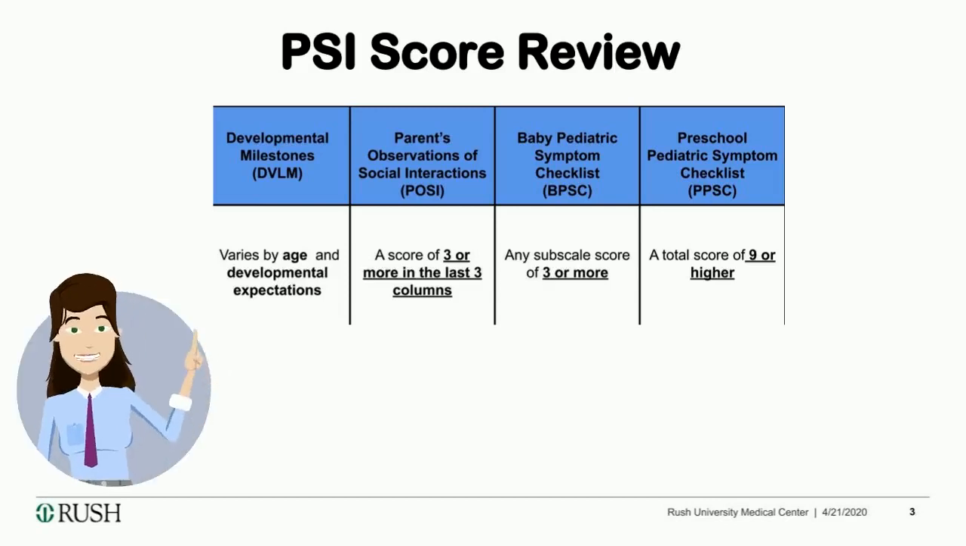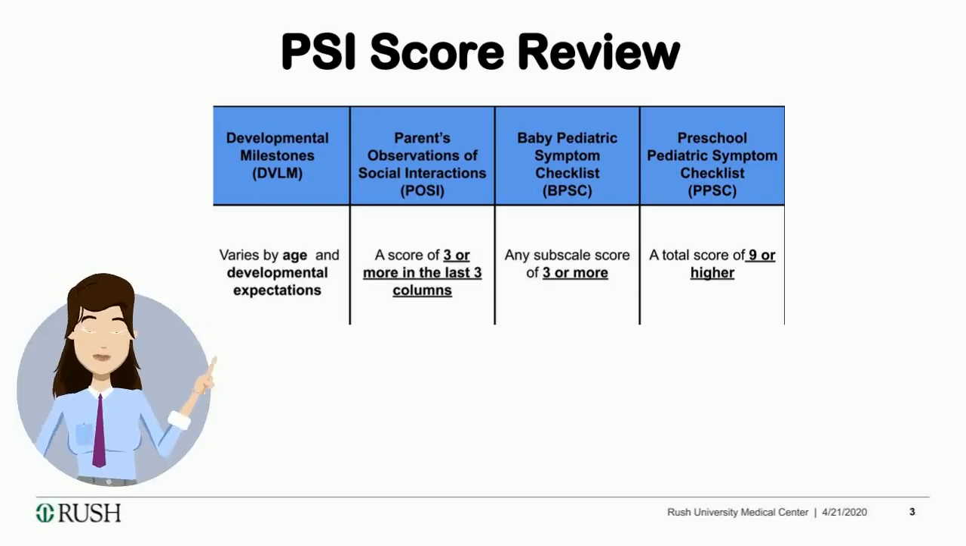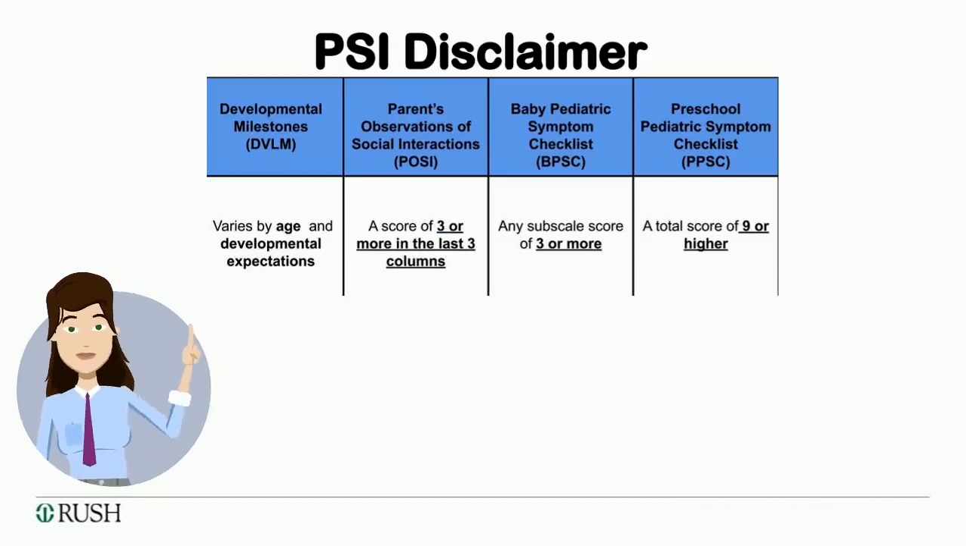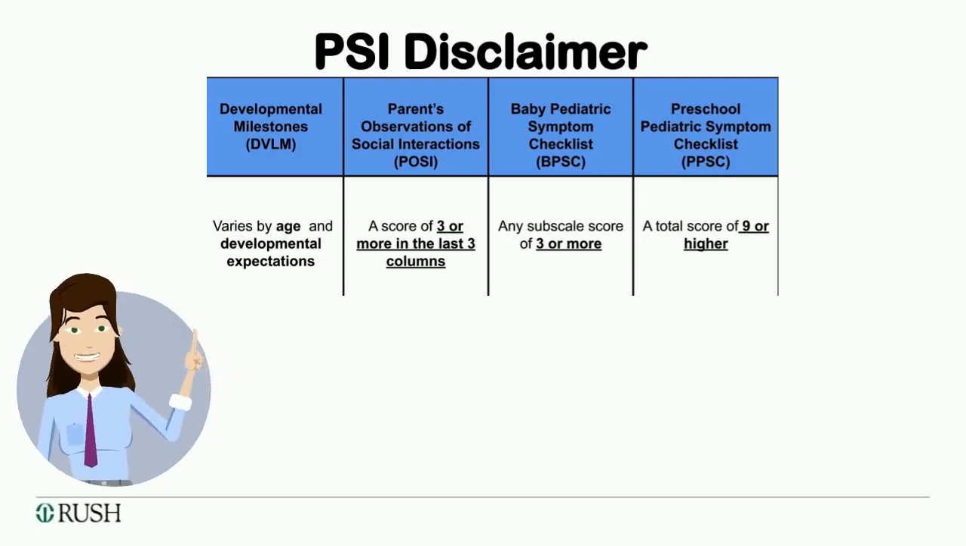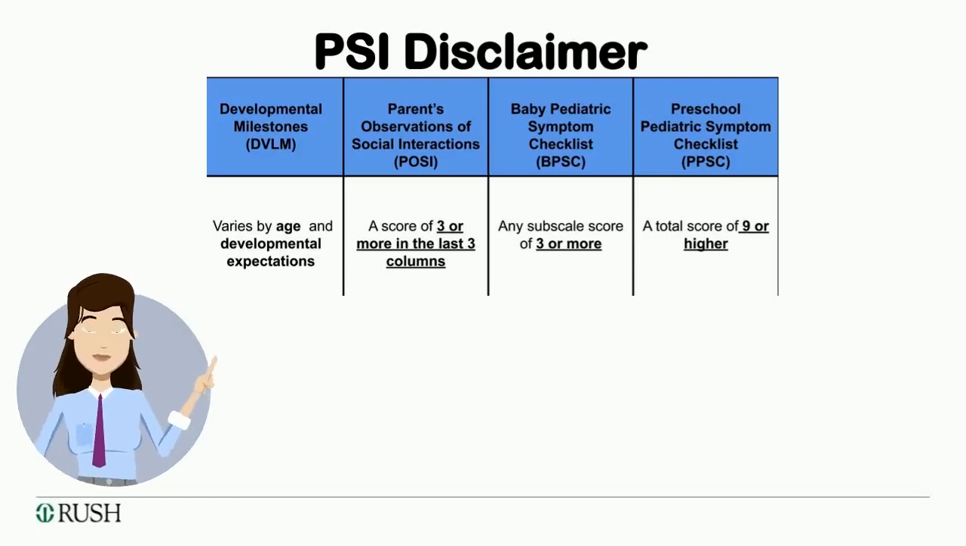Now that you know how to score the SWIC modules, let's take a moment to review the positive indicators, or PSIs. The PSI for developmental milestones varies by age, as we have different developmental expectations based on the child's age. PSIs can indicate risk for any number of disorders, but should not be used to diagnose, as it is not a formal diagnostic tool. A PSI is only a portion of the SWIC that should be considered in conjunction with other factors to guide treatment decisions.